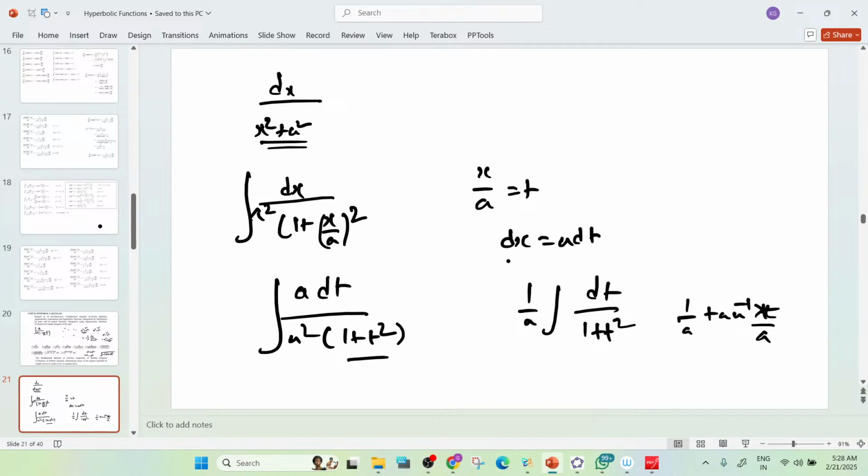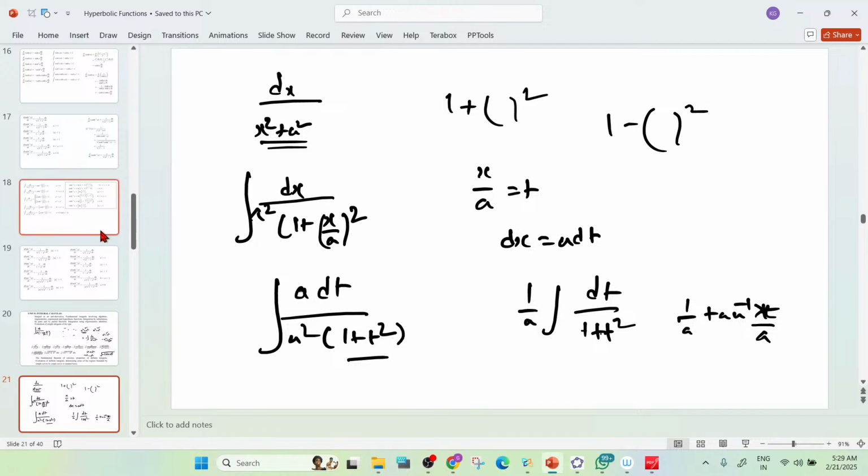So that's why, if we know these basic ones, we'll be able to write all of this as 1 plus something square or 1 minus something square, just by taking that a square common. We need not worry about these a's because we can always take that a common and write it as 1 plus something square or 1 minus something square.